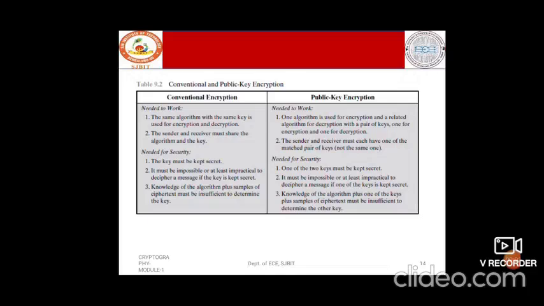Hello everyone, welcome to the course on cryptography. In today's class, we'll discuss a few things about public key cryptography systems.